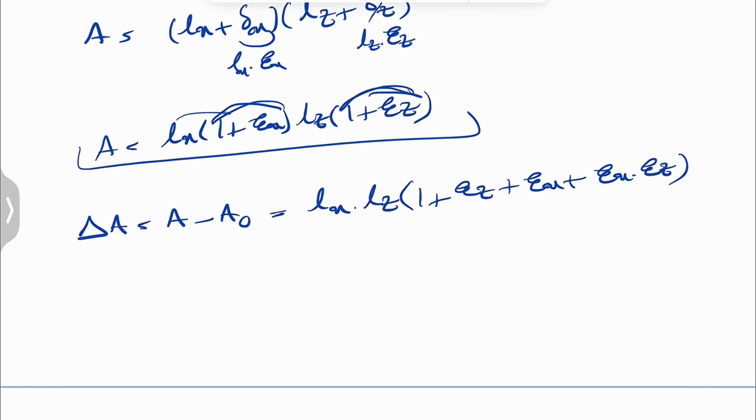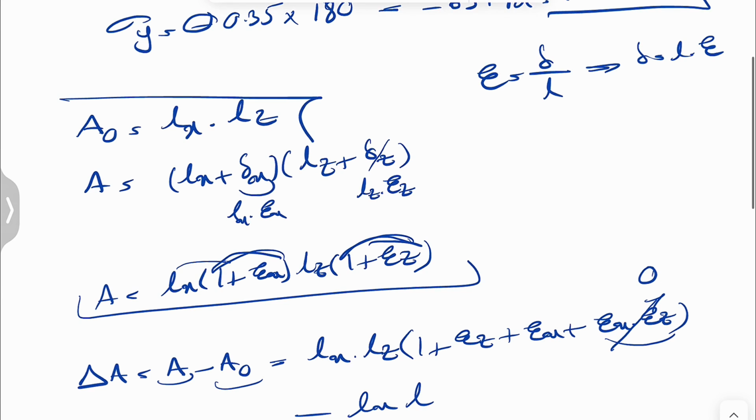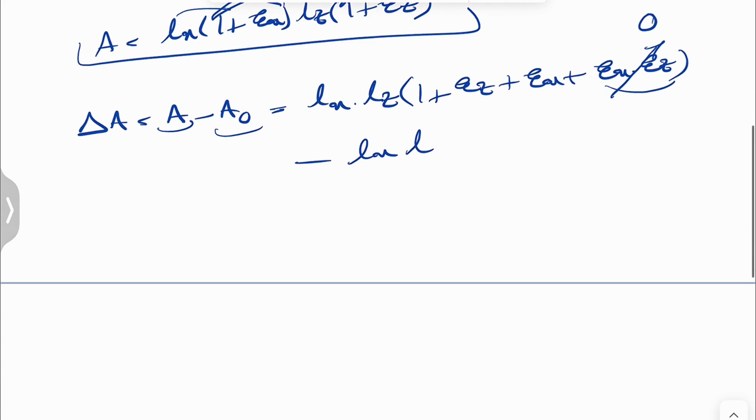And since epsilon by itself is a small value, when we multiply those two, it gets even more negligible. So we're just going to consider that one as 0, and that was A, and we have to subtract this by A0, which was our initial area. So delta A would be basically Lx Lz.